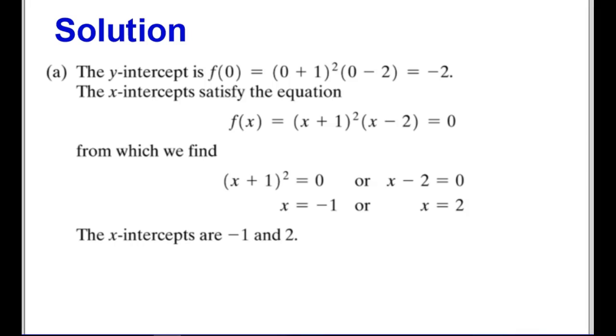So the first thing I want to do is find the y-intercept. So in order to find the y-intercept, I plug in 0 for x, right, which simplifies the entire thing, which gives me a negative 2.